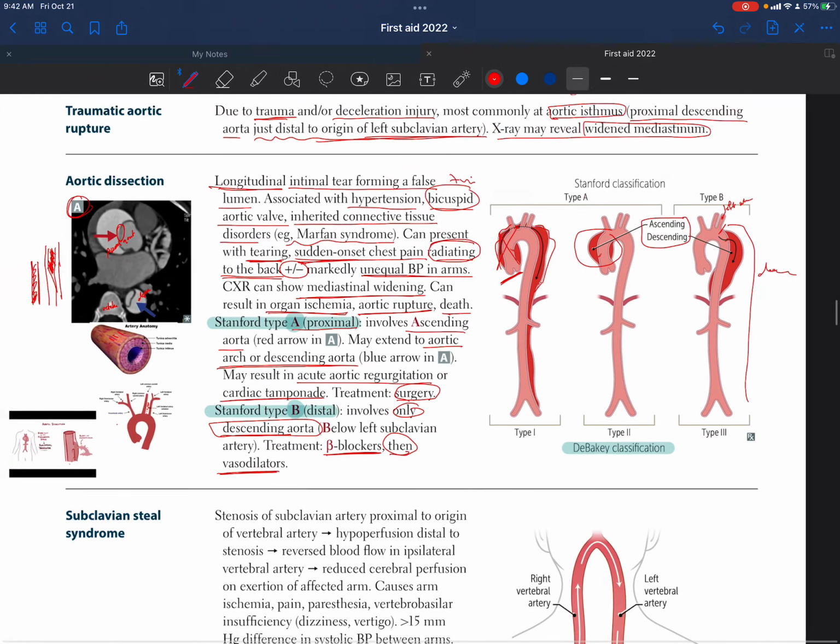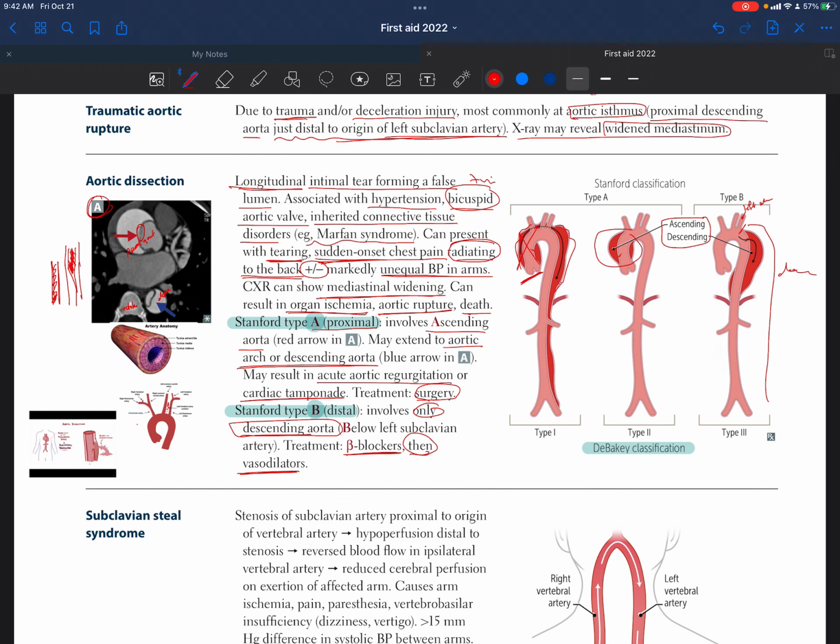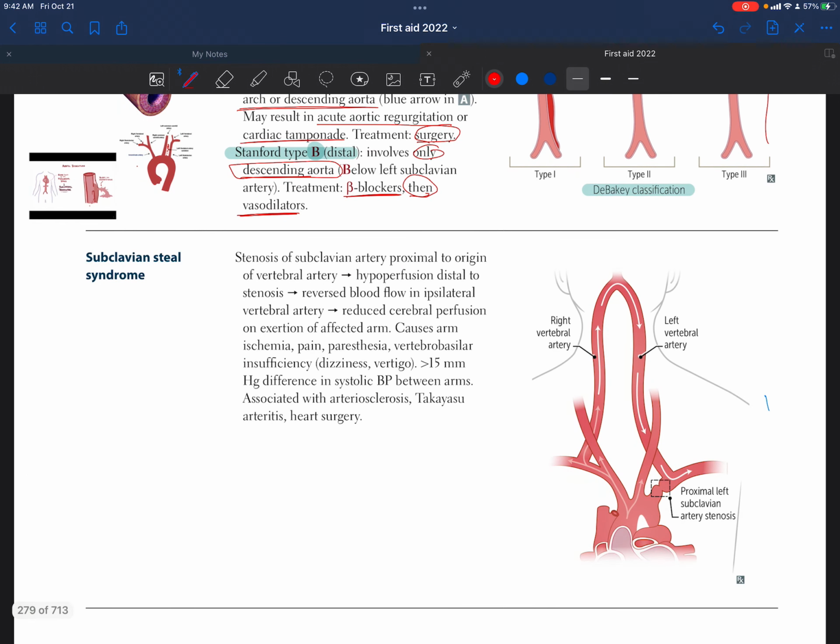So we start with beta blockers, then we use the vasodilators. So yeah, that's it for aortic dissection.